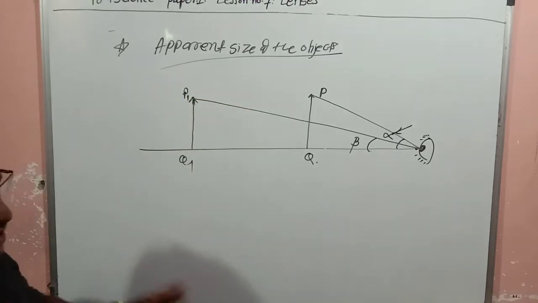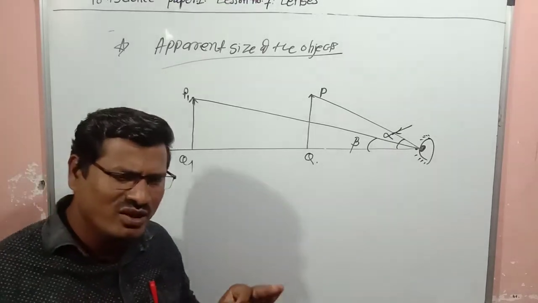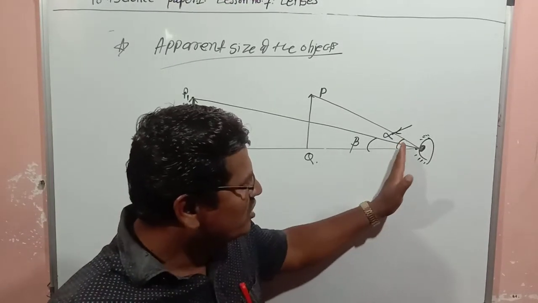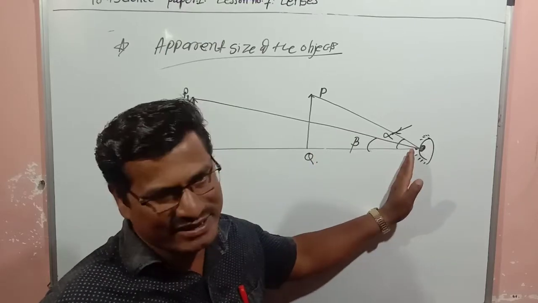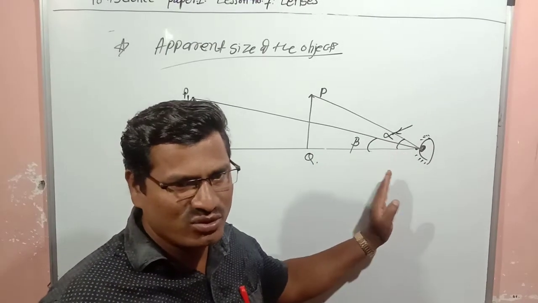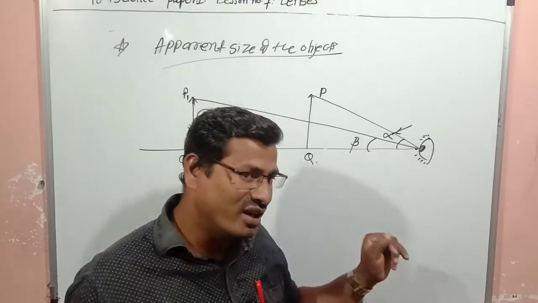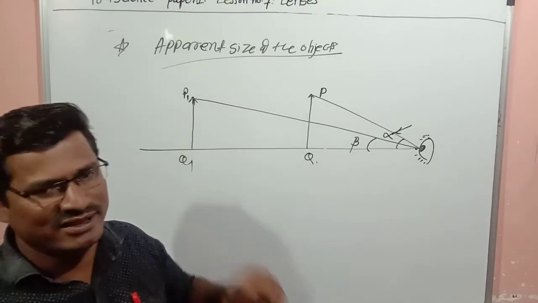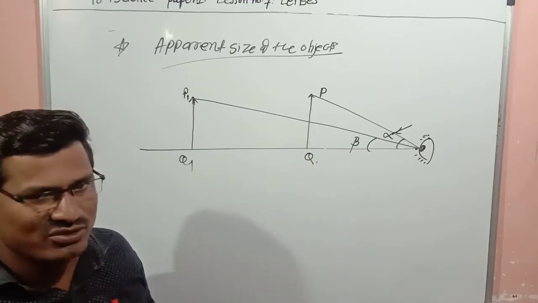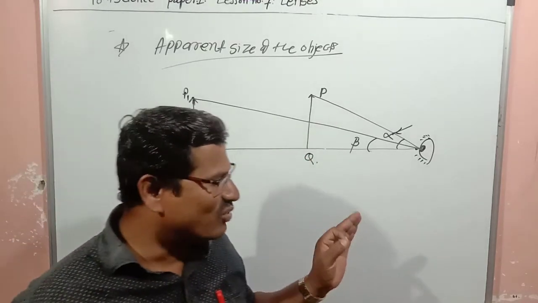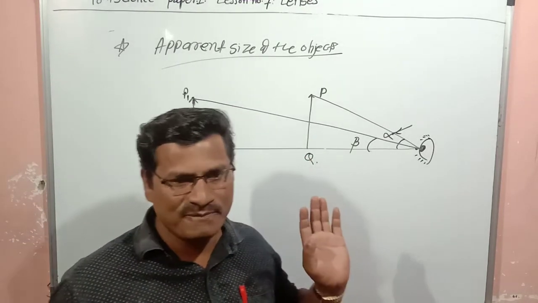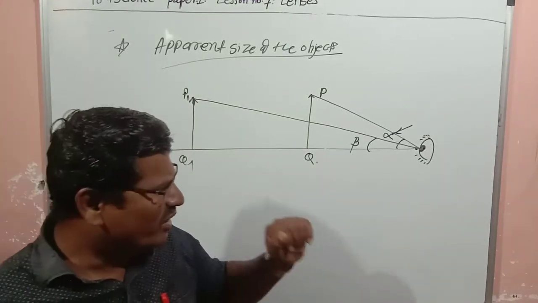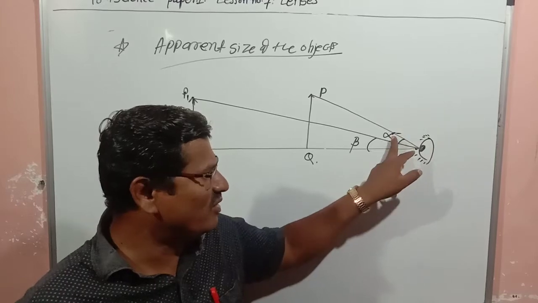equal. But see, both objects have equal size, but the object which is near to our eyes is looking larger, even though the other object is of equal size. The nearby object looks larger, and this is called the apparent size of an object. So you might have understood this one is alpha.